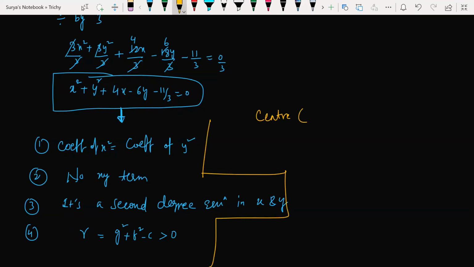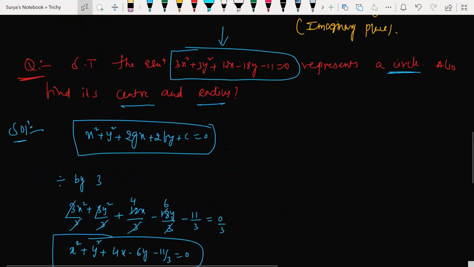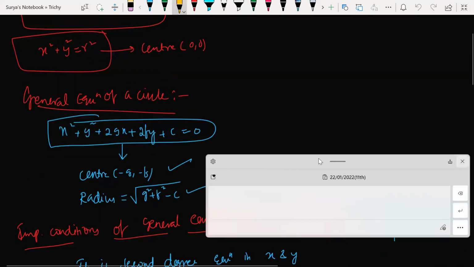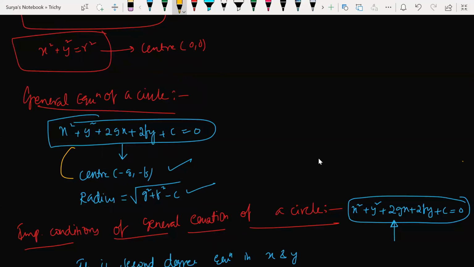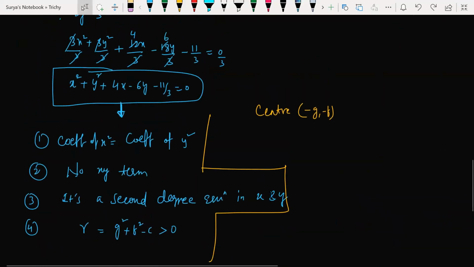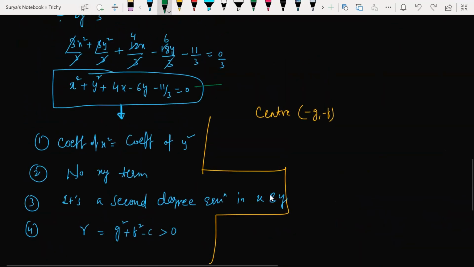What is the center of this general equation of a circle? Minus g comma minus f. I told you at the start of today's class: what is the center of the general equation of a circle? Minus g comma minus f. And the radius is square root of g square plus f square minus c. All right, so this is my center and radius.